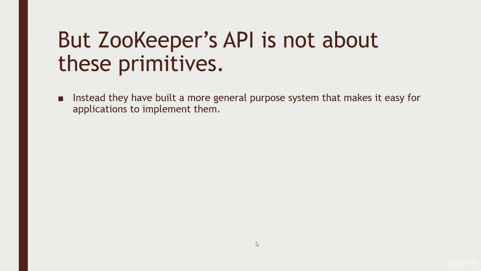But ZooKeeper takes a different approach. So if I were going to build a system to solve those problems, I would just build a system that had an API like, choose a master, who is the master, or tell me who's in this worker group.